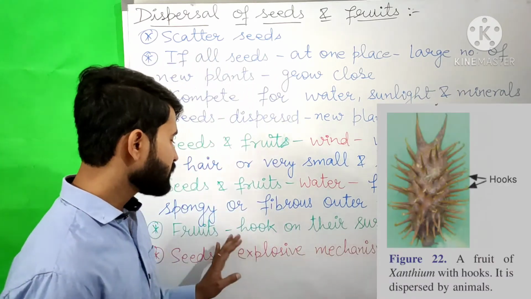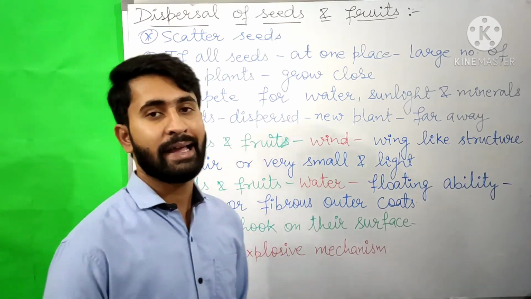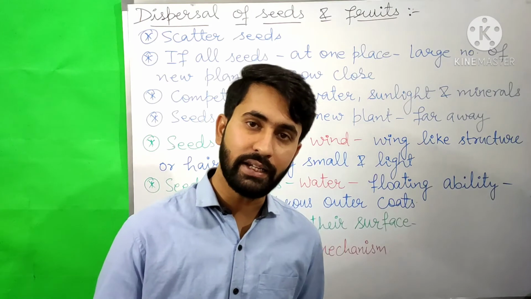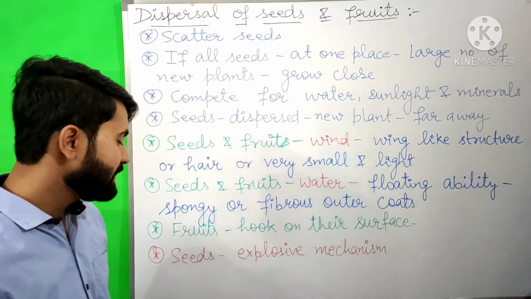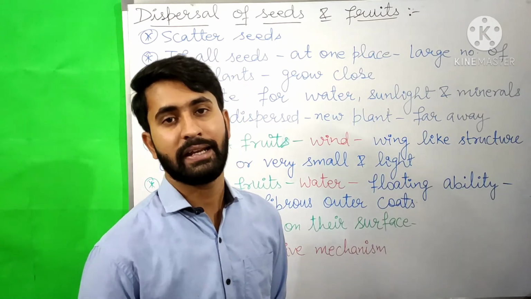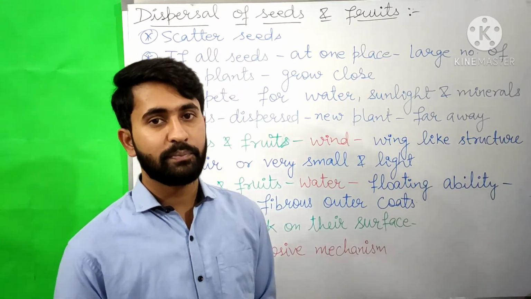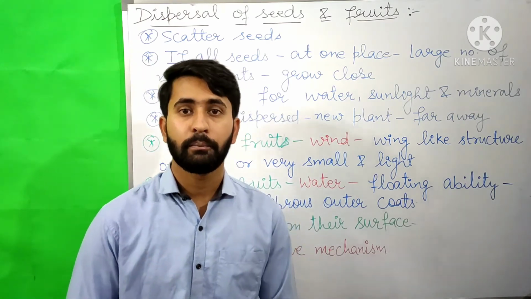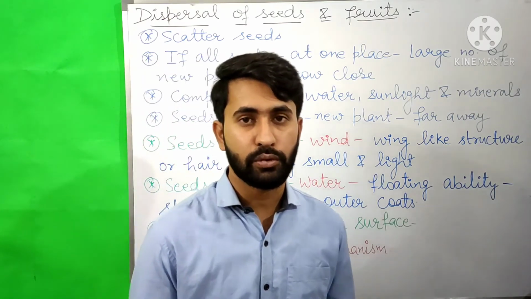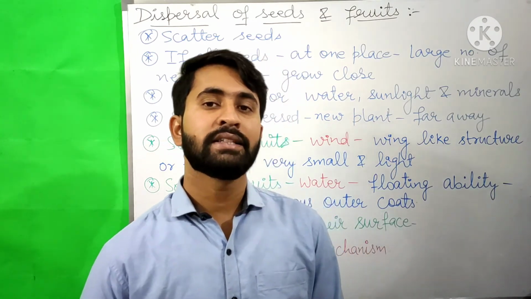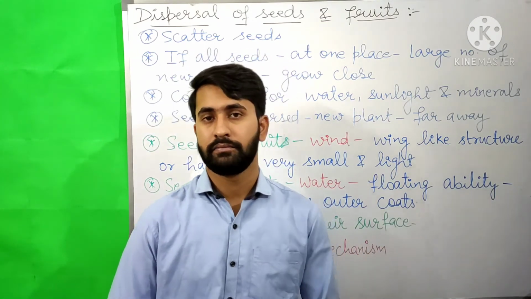When the fruits are dispersed by an animal, then the seeds inside them are automatically dispersed. Some seeds are also dispersed by an explosive mechanism, in which the ripe fruits of the plants burst on their own by making small explosions and throw the seeds out. Examples are castor and balsam.